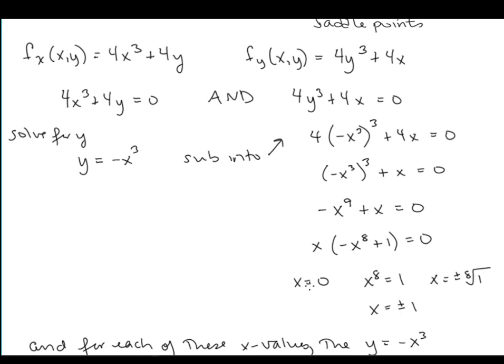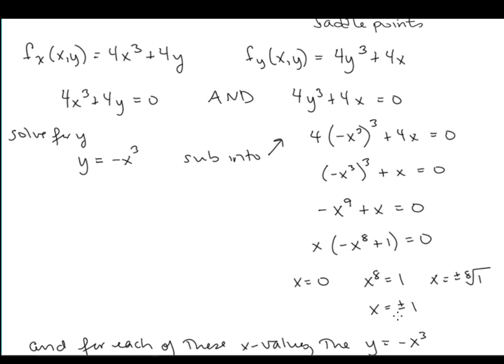So that tells us x is equal to 0 or x to the eighth is equal to 1. Now this is going to be an even root that we're going to take, so we need the positive or negative. This is going to be x is equal to plus or minus 1 here. So we have x is equal to 0, x is equal to plus or minus 1.